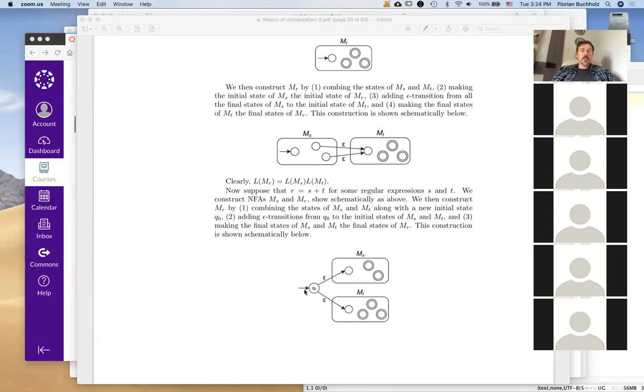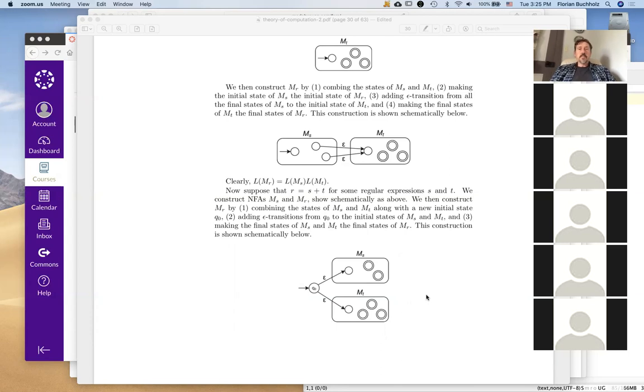Well, I need to introduce an initial new start state. And then if I just have epsilon transitions here, then it's essentially the NFA's choice. Okay, I could go here or here, and then end up either accepting S or T. So this automaton accepts the union of the two languages. It accepts all strings that are part of the language of S, and it accepts all strings that are part of the language of T.